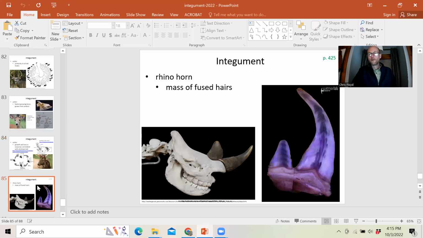Rhinos. What's up with their horns? Well, it's not a bony growth. And the craziest thing about the rhino is that this horn is nothing more than the same keratin that's in your fingernails. So if you were to grind up rhino horn into a powder, you might be able to sell it on eBay and pass it off.